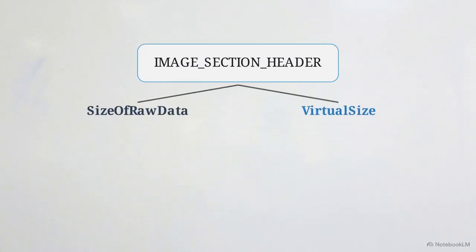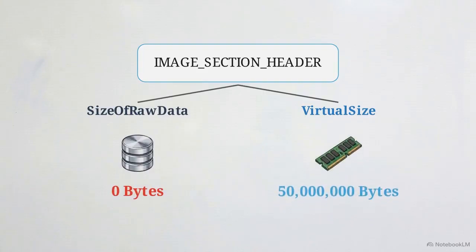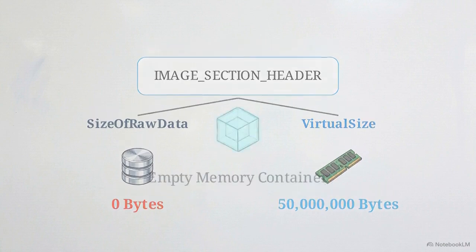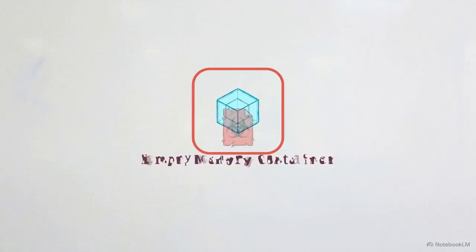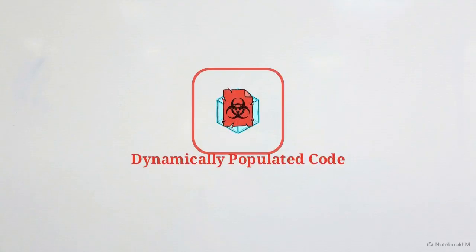The most reliable indicator of a packed binary is a mathematical discrepancy in its size parameters. If we observe a section where the size of raw data on disk is 0 bytes, but the virtual size required in memory is massive, we have found an anomaly. A section that takes up no space on disk but requests huge amounts of RAM is effectively an empty container. This size discrepancy mathematically proves the section is engineered to be populated dynamically with unpacked code at runtime.